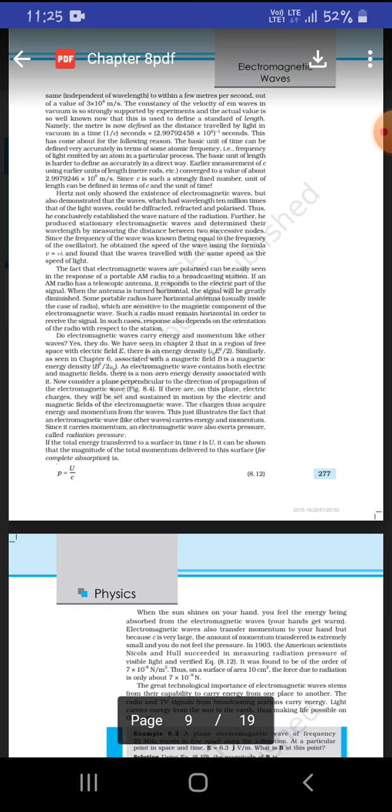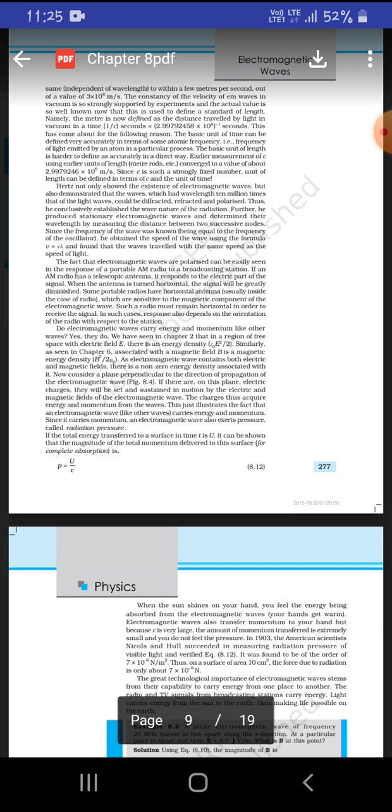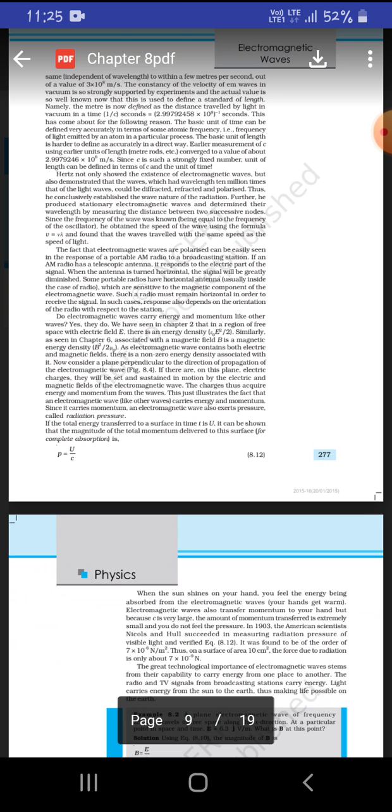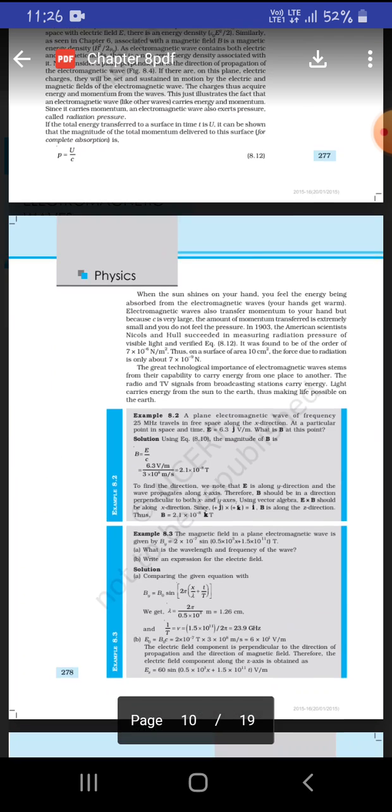Since they carry momentum, electromagnetic waves also exert pressure, and that pressure is called radiation pressure. So what is radiation pressure? Electromagnetic waves exert a pressure called radiation pressure. Next, for energy transferred to a surface in time t being U, it can be shown that the magnitude of the total momentum delivered to the surface is p = U/c. This is the formula we use.